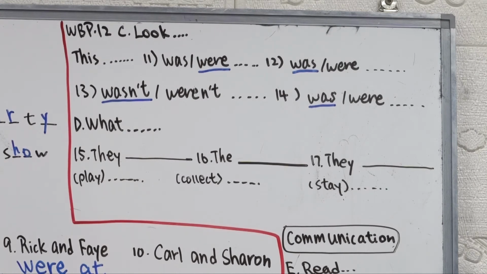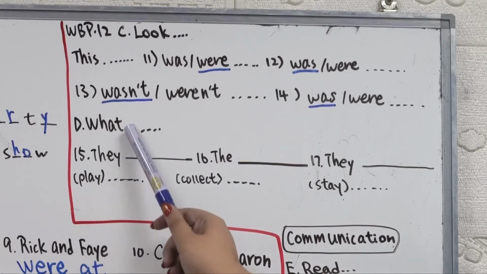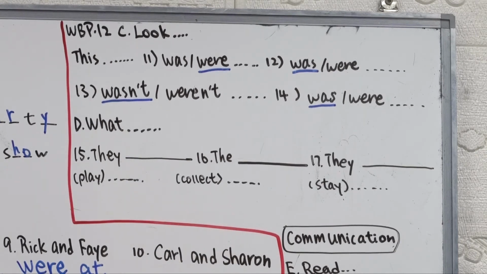D. Alright, part D. It asks what did Wendy and Manuel do? Look and write. So what did they do? So this part you do it by yourself. I think you know how to do it. You just have to change a little bit of the verbs here. Okay, do it by yourself.